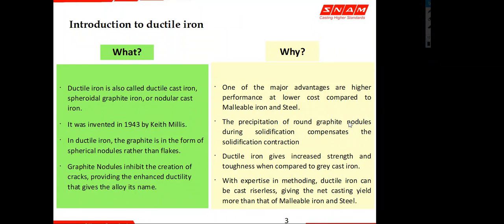So as we discussed, ductile iron gives good strength and toughness when compared to grey cast iron. So this is better than grey cast iron in respect to toughness requirements. And with expertise in methoding, there are people who still do riserless castings, so you can get the maximum yield out of ductile iron. There is no need that ductile iron should have a riser. When you have good control of your liquid metal and good control of your methoding principles, then you can actually cast riserless ductile iron, which is generally not possible with steel or malleable iron.